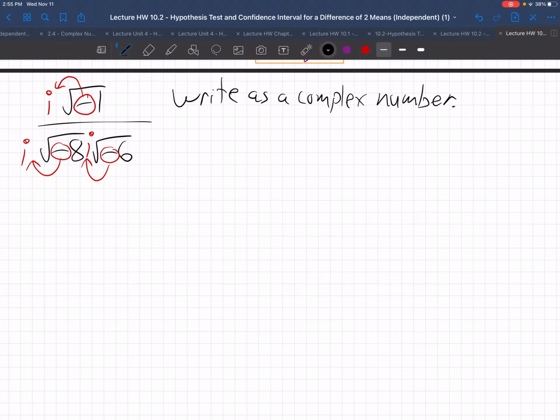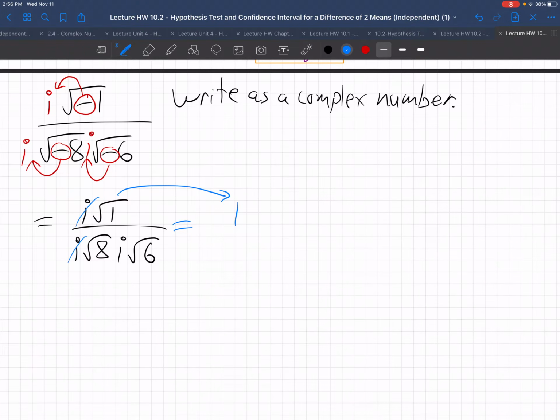So it's imaginary. So this becomes I square root of 1 over I square root of 8, I square root of 6. Okay, so now what do we do from here? Well, we can cancel this I and this I. And so what do we get? Square root of 1, that's just plain 1, isn't it? Over square root of 8 and 6 can multiply to be 48I.